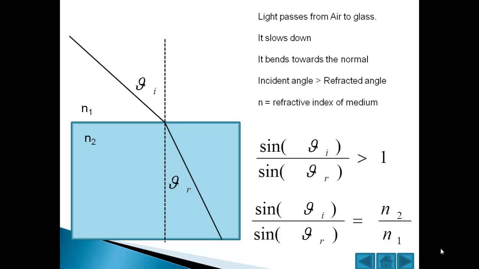The sine of the angle of incidence divided by the sine of the angle of refraction is equal to n2 divided by n1. In other words, it's the refractive index of the second medium divided by the refractive index of the first medium. In other words, the refractive index of glass divided by the refractive index of air.